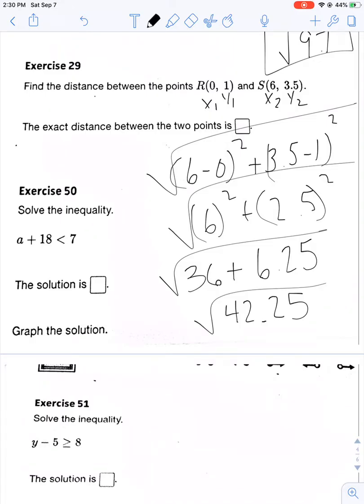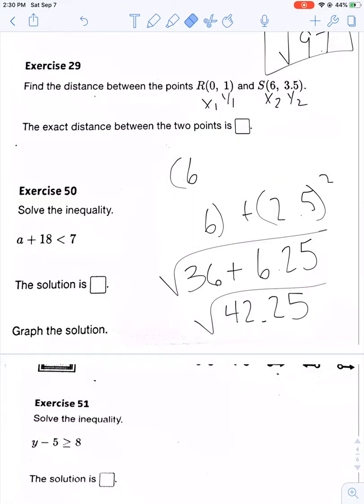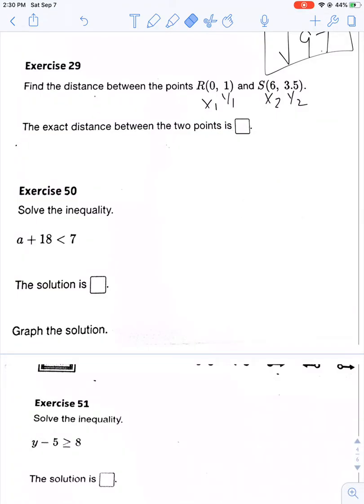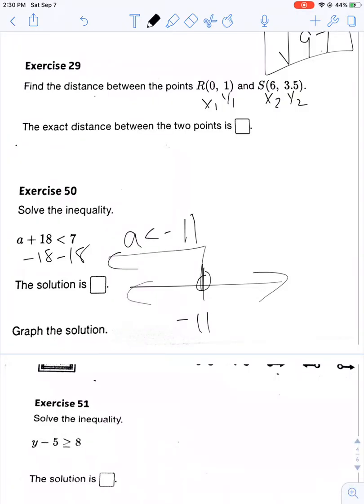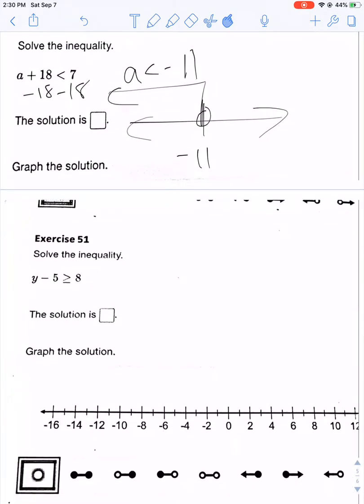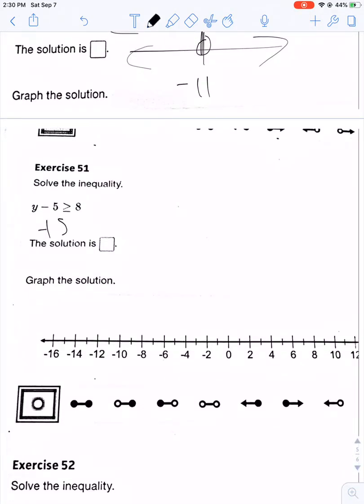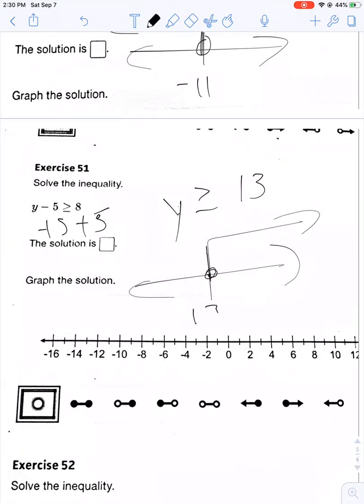Now I've got to deal with inequalities. So let's just give ourselves some more space. Here we go. Minus 18, minus 18. A is less than negative 11. That looks like this on a number line. Open, arrow pointing this way at negative 11. Next, add 5, add 5. Y is greater than or equal to 13. That is a closed circle, arrow pointing that way at 13.